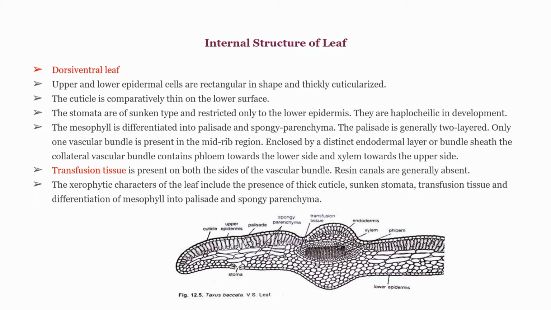Transfusion tissue is present on both sides of the vascular bundle. Resin canals are generally absent. The xerophytic characters of the leaf include the presence of the cuticle, sunken stomata, transfusion tissue, and differentiation of mesophyll into the palisade and spongy parenchyma.